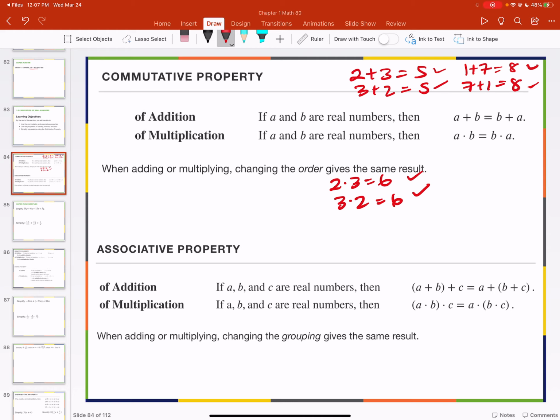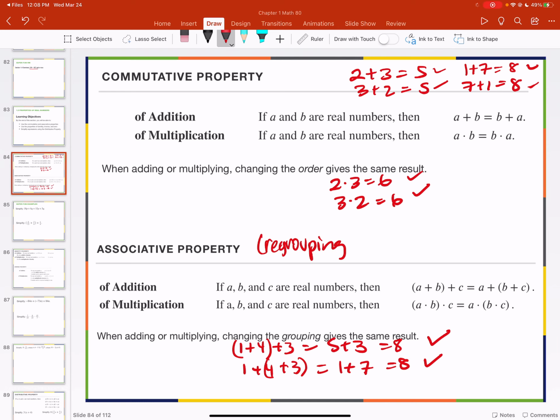The next thing that you may have noticed before is the associative property. You can regroup numbers when you're multiplying or adding them, and you get the same result. Let's do an example. Say you have 1 plus 4 plus 3. If you group the first two, you get 5 plus 3, which is 8. Now let's add the last two together first. You get 1 plus 7, which is also 8. So associative has to do with regrouping, and commutative is changing the order.